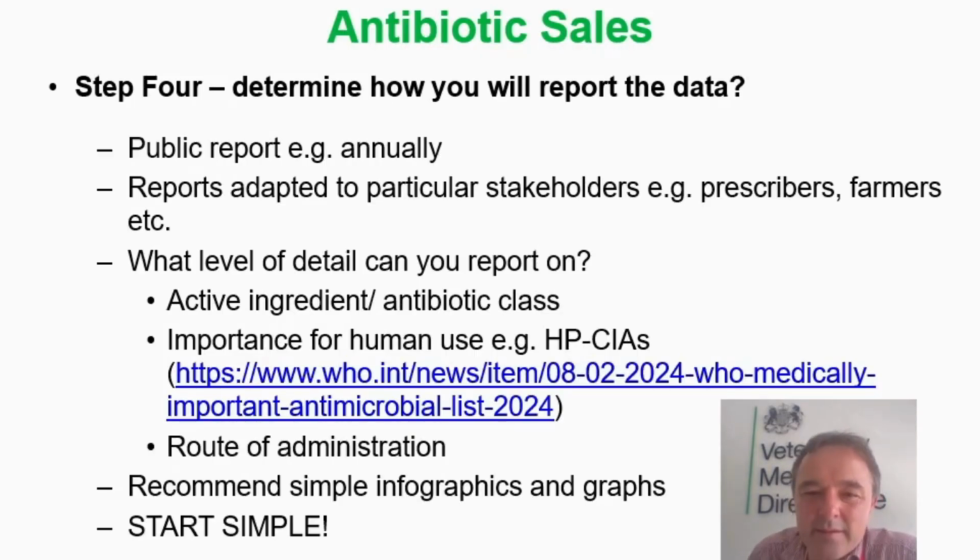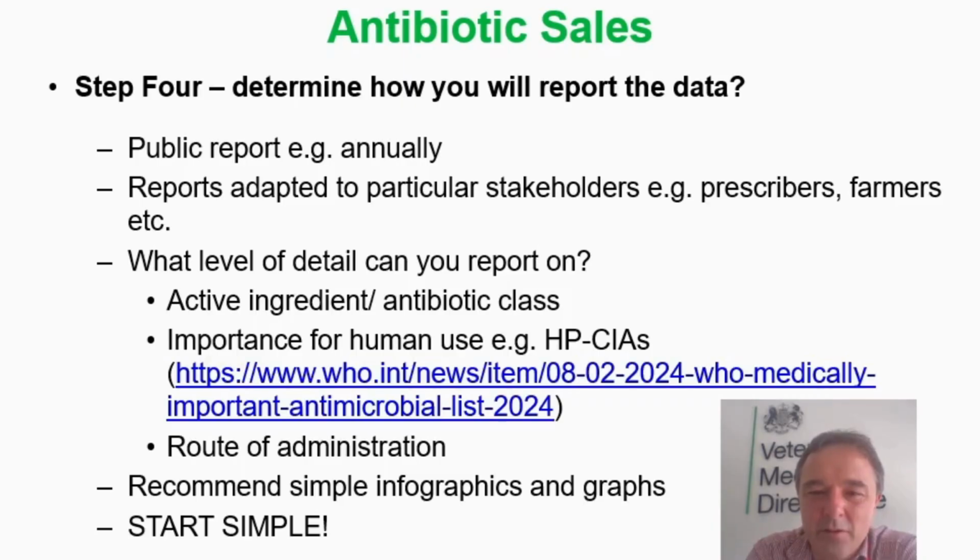The next step is, once you've got those figures, once you've got these milligram per kilogram or tonnage or whatever metric you want to use, how you're going to actually report the data. So a common thing that's done are national reports, so maybe a national country report. This is what we do in the UK. We have a publication called the UK VARS report that contains our antibiotic sales data, as well as our antibiotic use data and resistance data.